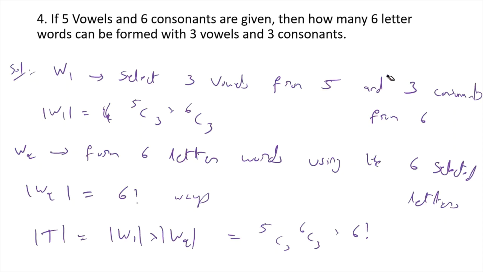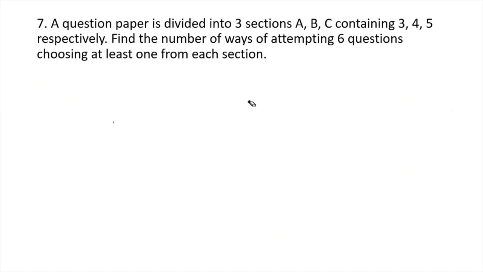So if you understand the question, then you can answer the question easily. Let us solve this question. A question paper is divided into 3 groups A, B and C with 3, 4 and 5 questions respectively. Find the number of ways of attempting 6 questions, choosing at least one from each group. So try to understand the question.